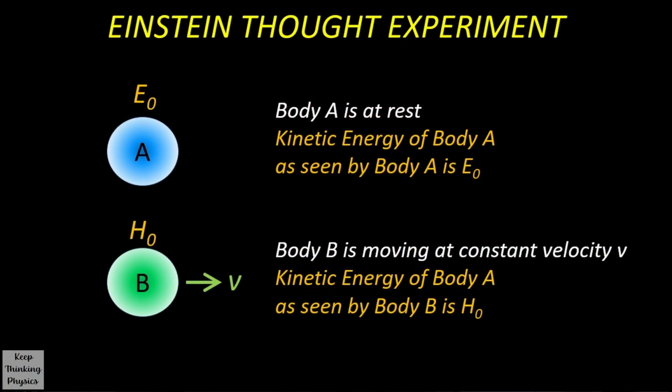Einstein then proposed a thought experiment. Imagine there are 2 bodies. Body A is at rest and body B is moving at constant velocity v. So these bodies are in inertial frames of reference. The kinetic energy of body A at the start is called E0 in its own frame of reference. The kinetic energy of body A as seen from body B's frame of reference is called H0. So E0 and H0 are the energies of body A as seen from A and B respectively.